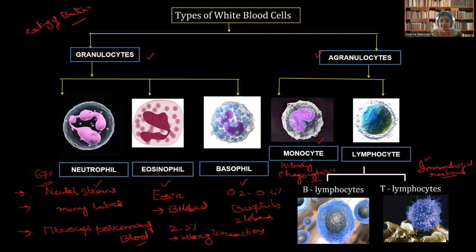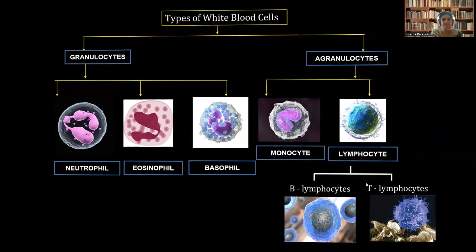When we see agranulocytes, there are two types: monocyte as well as lymphocyte. The monocyte is circular, contains a kidney-shaped nucleus, and helps in phagocytosis. Phagocytosis means eating away bacteria, or eating away dead cells. And the lymphocytes are of two types, B lymphocytes as well as T lymphocytes. Both are responsible for immunological reactions. So this is about the different types of WBC present in our body.